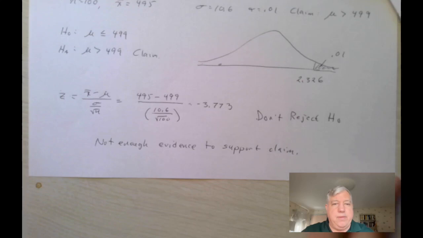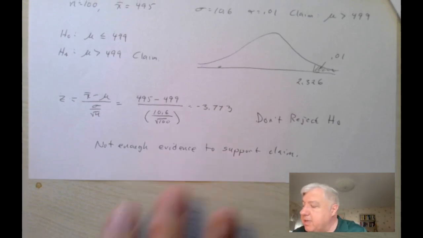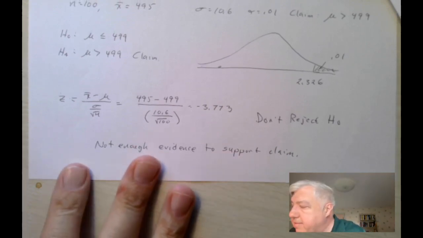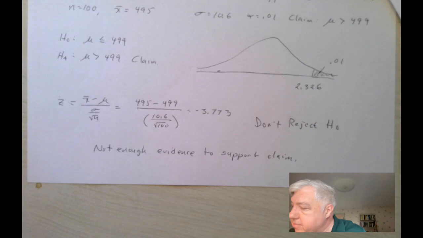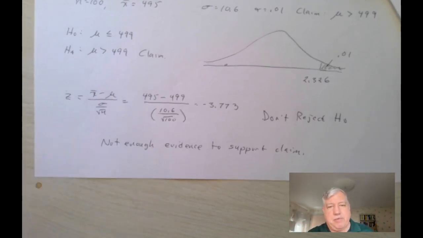Obviously we know ahead of time there was no way this could support it, because 495 is less than 499. But you go through the process anyway.